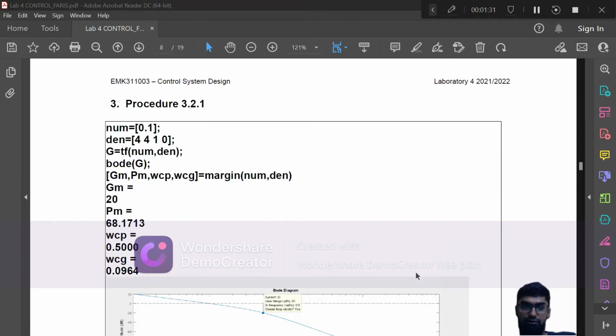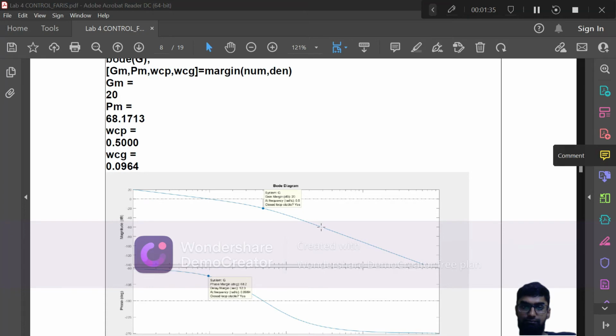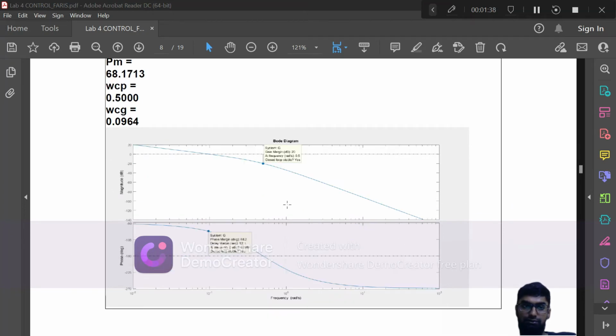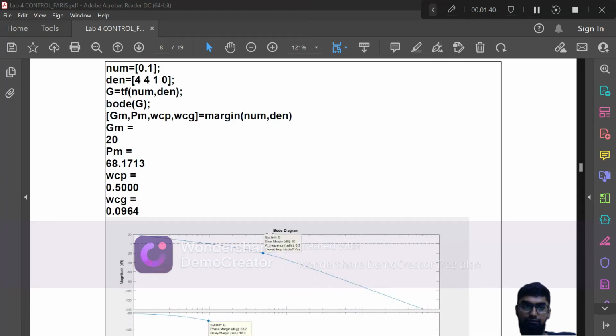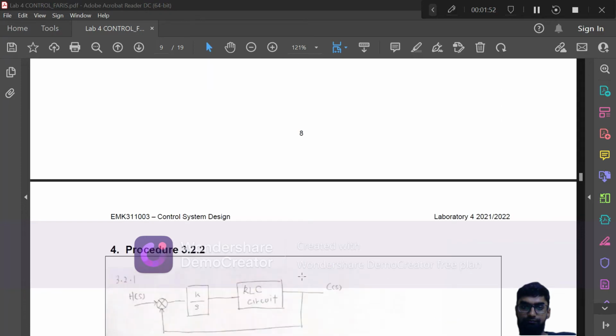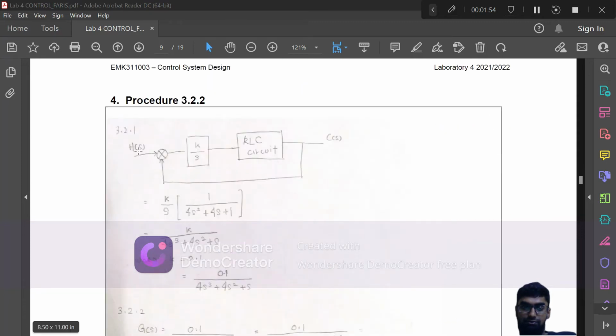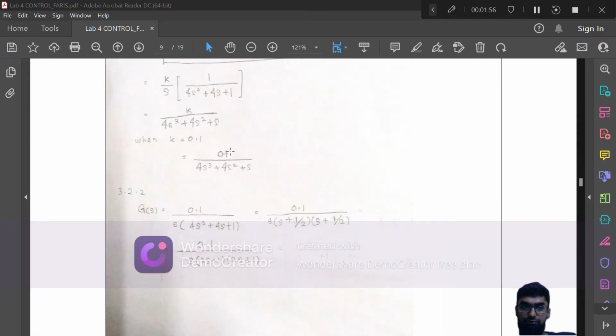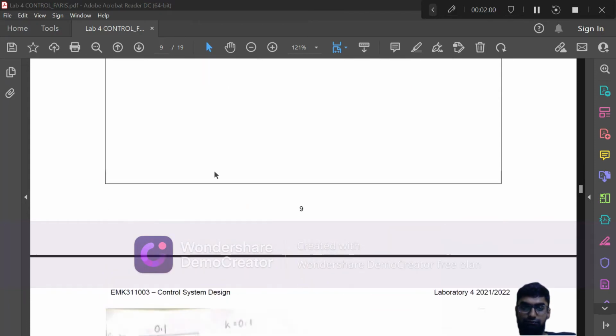Next, we write all the commands, and we get the Bode diagram. We can see this is the Bode diagram. And GM equals to 20, PM equals to 68.1713, and we get this amount. And next, for the procedure, we get the function.